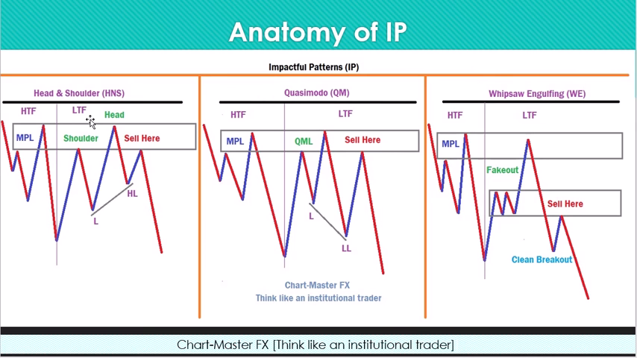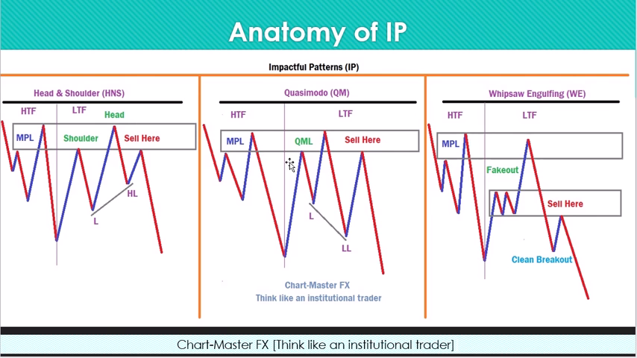So guys, another thing is that you can also trade these impactful patterns. Let's say you have identified your MPL or any valid decision point in a higher time frame, like the daily, and there's a Quasimodo or a head and shoulder impactful pattern that occurs in M30 or in M15 or in M1. You can trade that, because you know that you have actually reduced your risk.